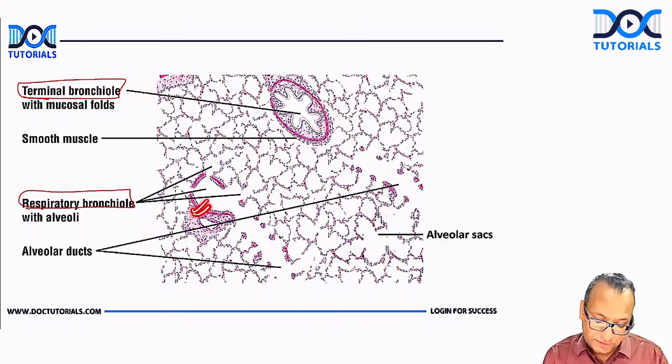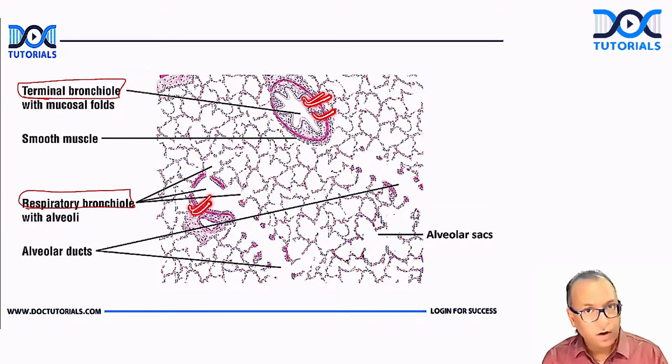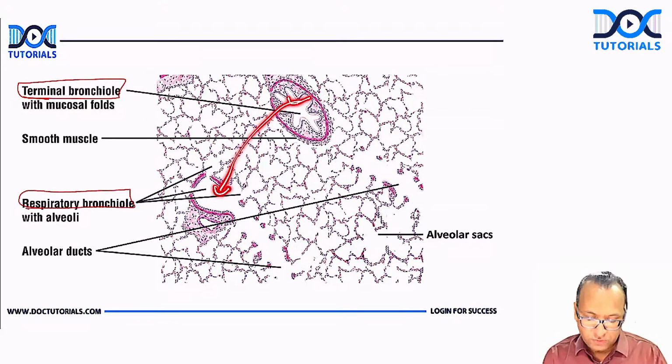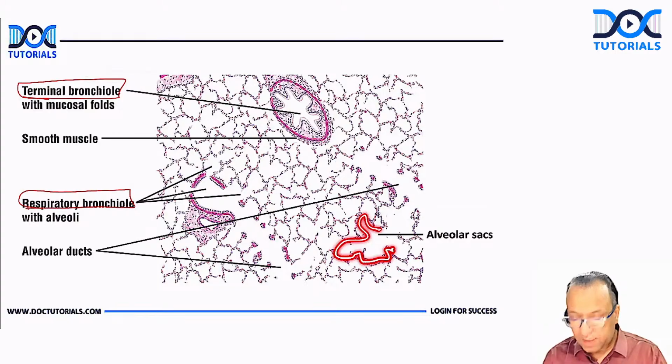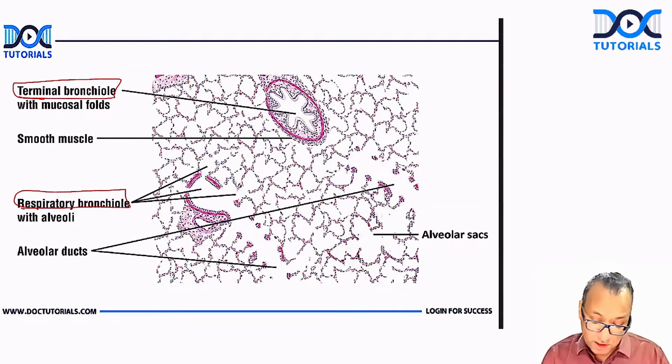Here you will find it is ciliated cuboidal and losing cilia. So this may be columnar cuboidal, but here it is cuboidal. Then you can see that the terminal bronchiole continues as respiratory bronchiole, continues as alveolar duct, continues as alveolar sac. In the alveolar sac, you can see a lot of alveoli are there. That is what you call alveolar sac.